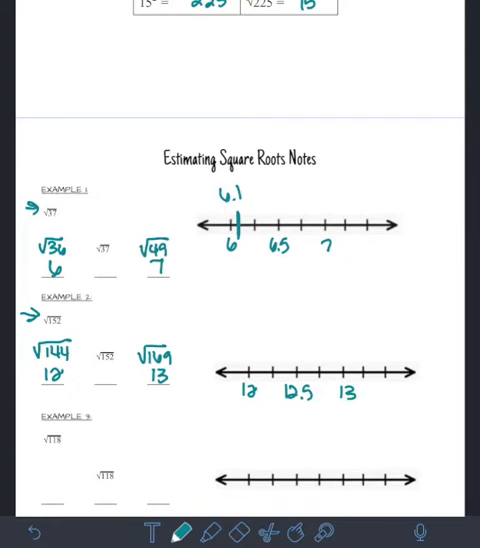Now I want you to guess. Do you think that it is going to be closer to 12 or closer to 13? So take just a second. So if you said closer to 12, you are probably right.